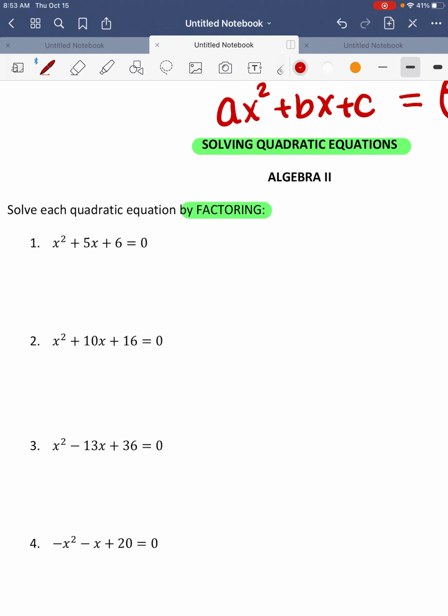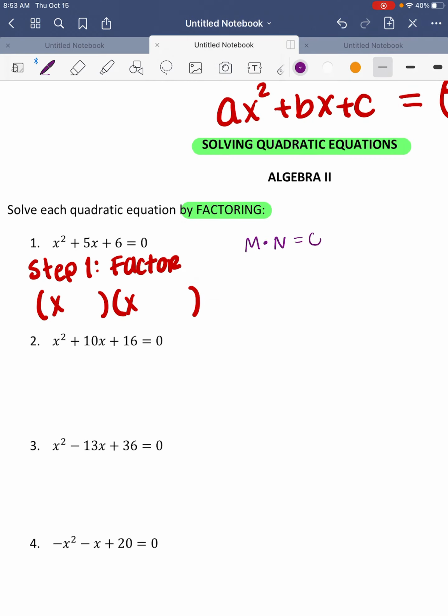Okay, so for example, I'm just doing problem number 1. You have x squared plus 5x plus 6 equals 0. You want to solve for x by factoring. So step 1 should be to factor. In order for us to factor, we remember that we have to come up with two numbers that when you multiply them, you need to get 6. When you add the numbers, you need to get 5.